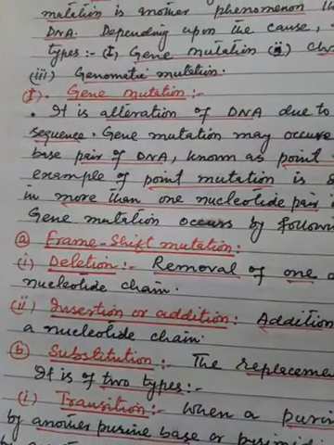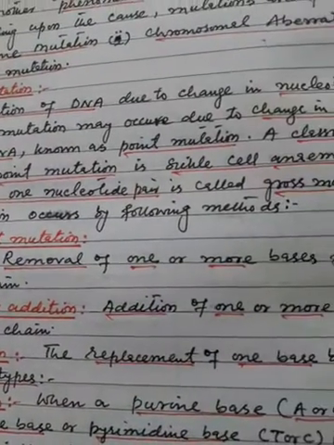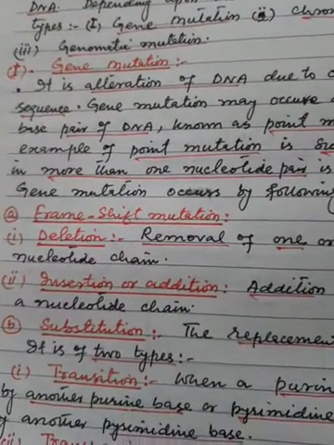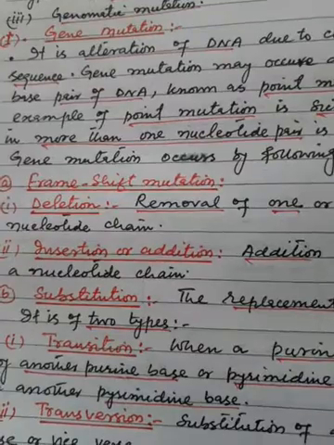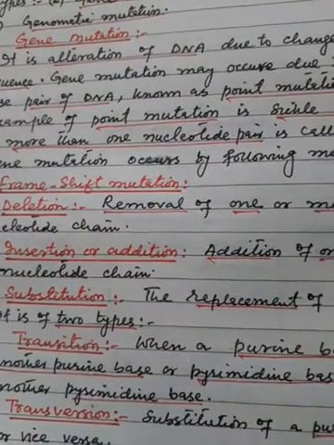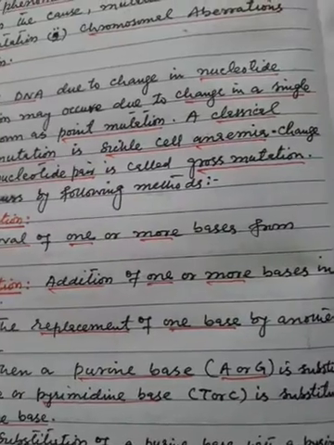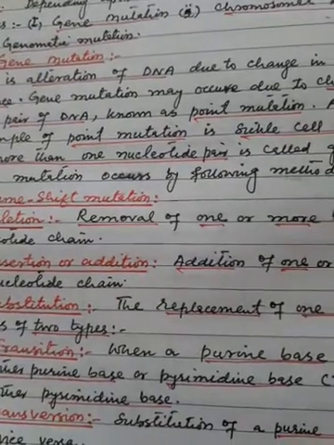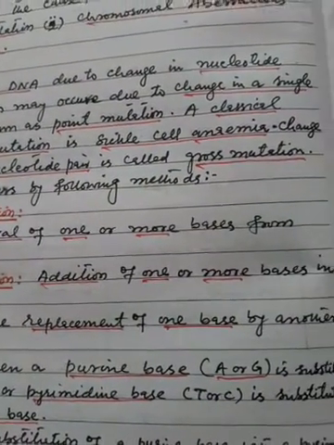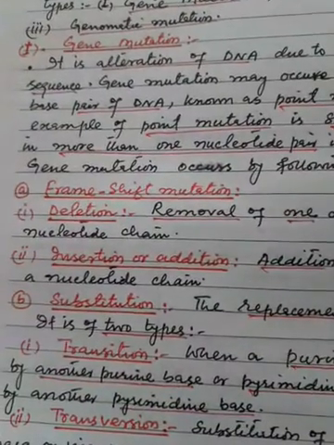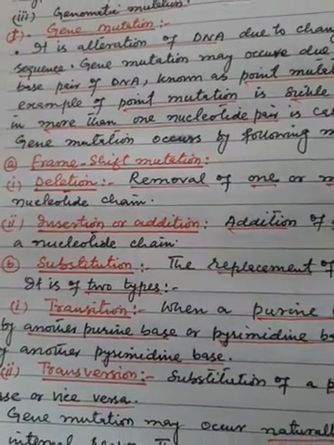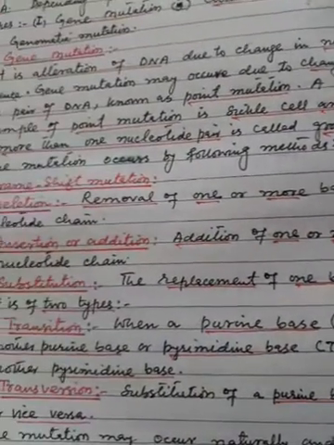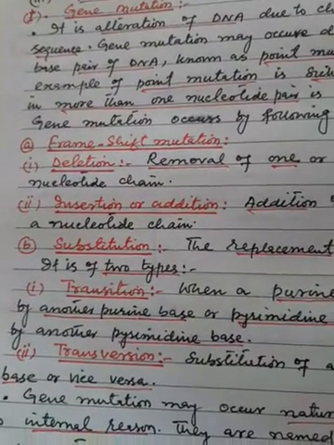Then second is substitution, the replacement of one base by another. It is of two types. One is transition and number two is transversion. Transition: when a purine base, A or G, is substituted by another purine base, or a pyrimidine base, T or C, is substituted by another pyrimidine base. Transversion: substitution of a purine base with a pyrimidine base or vice versa.